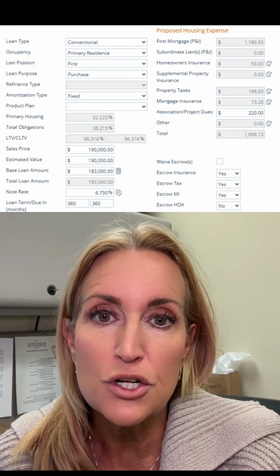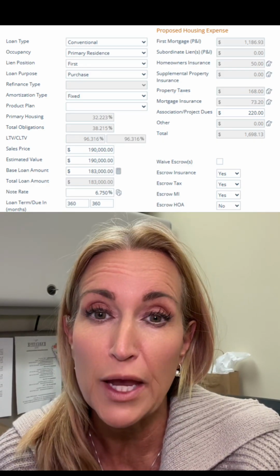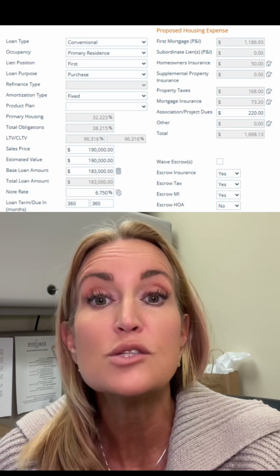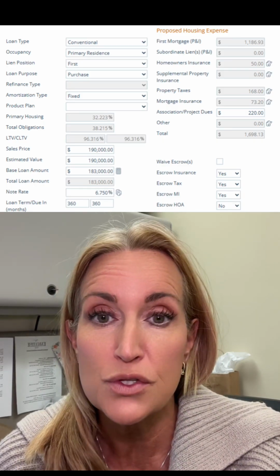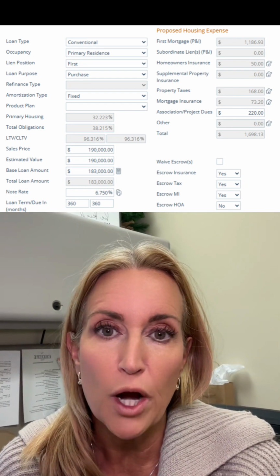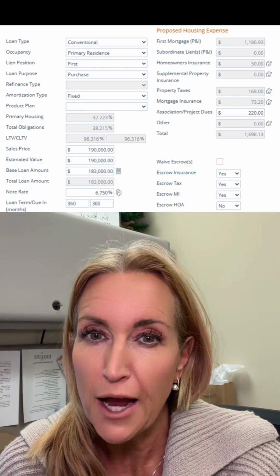First lien position means that it is going to be the first loan that gets paid off if there's a problem. So first lien position means that it takes precedence over other loans that you may have. It also means it's not a secondary mortgage or a HELOC or some other type of secondary financing.